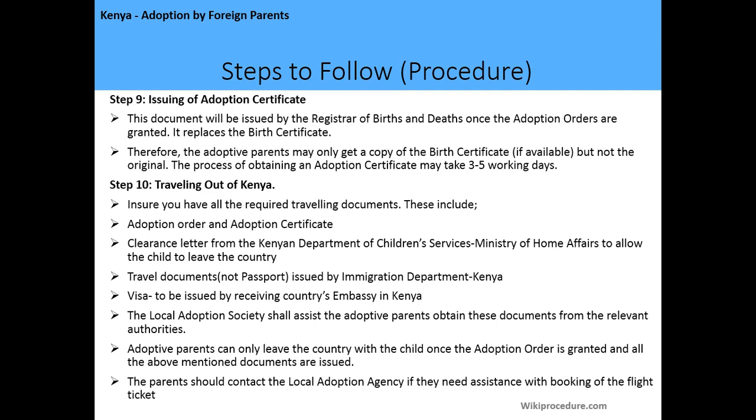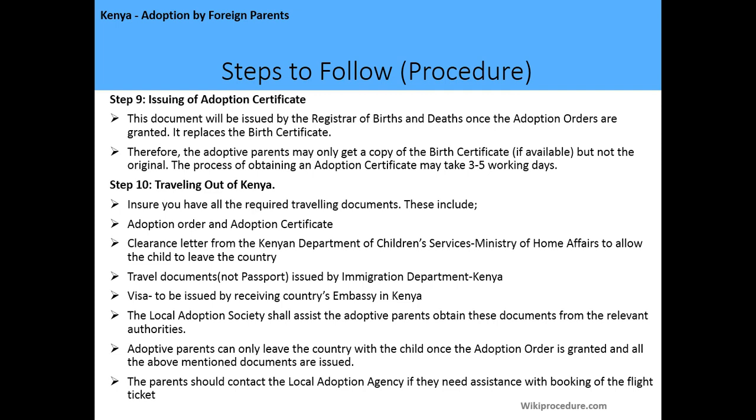The 9th step is issuing of the adoption certificate. This document will be issued by the registrar of births and deaths once the adoption orders are granted, and it replaces the birth certificate. Therefore, the adoptive parents may only get a copy of the birth certificate, but not the original. The process of obtaining the adoption certificate may take 3 to 5 working days.